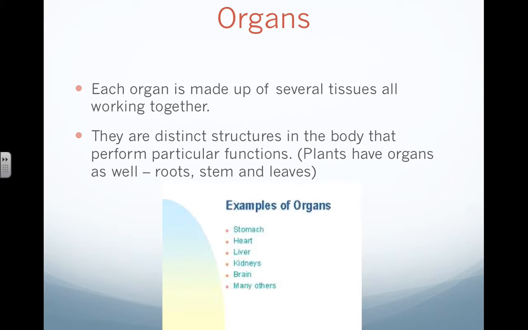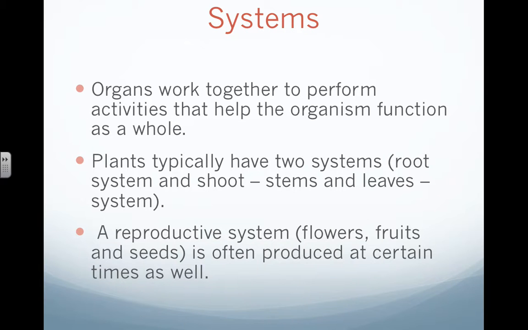If we take a look at examples of organs that we have, well, we have a stomach, a heart, liver, kidneys, brain, and there are many others in our body. And we'll be talking about some of these organs connected to organ systems in the later parts of the unit. Systems: organs work together to perform activities that help organisms function as a whole. So now we're taking these organs and asking how they carry out a function as a whole.